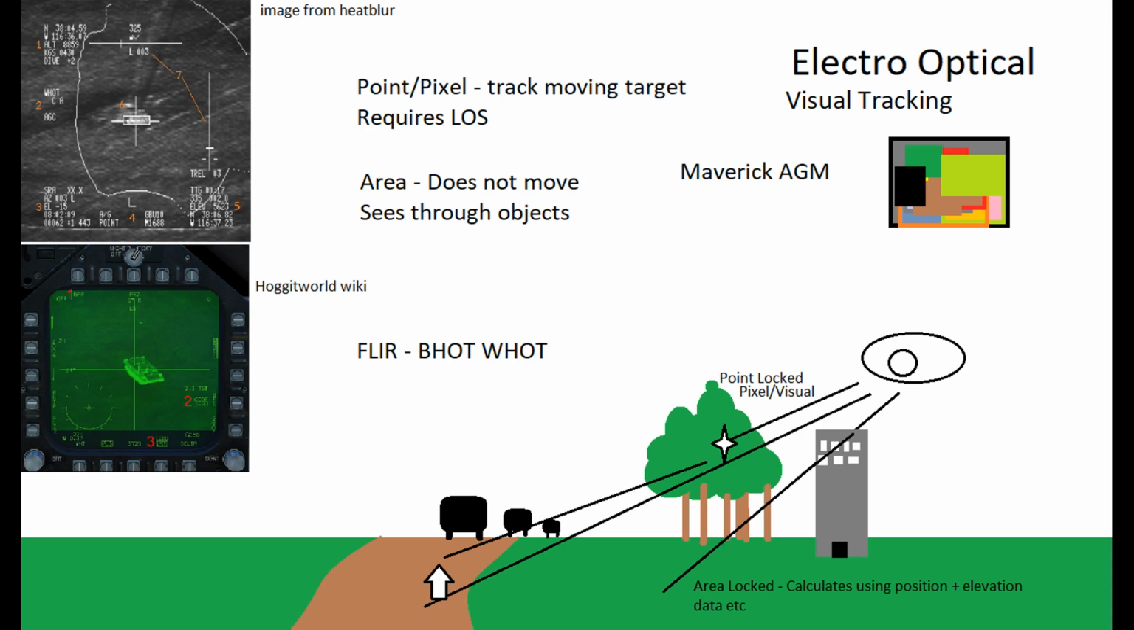So the targeting pod uses both the area and the point, whereas the Maverick, for release purposes, will only use the point track. Now you do have to sometimes manually force that lock through, but we'll go into that a little bit later. But this is basically how electro-optical works. These are the downsides, these are the benefits, and it's another method of targeting and deploying weapons.